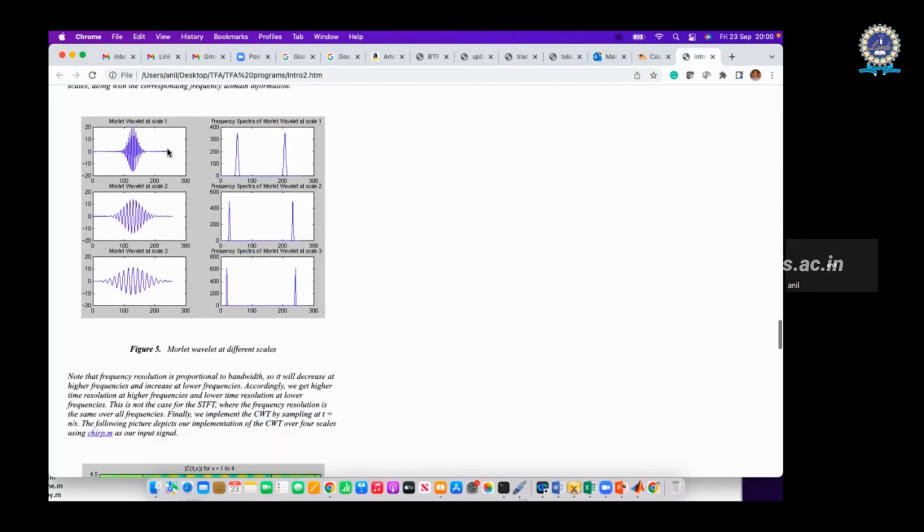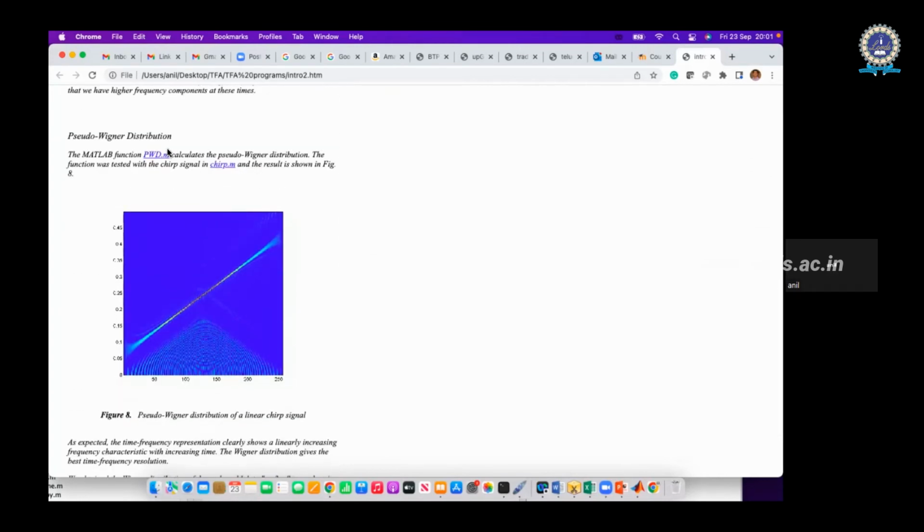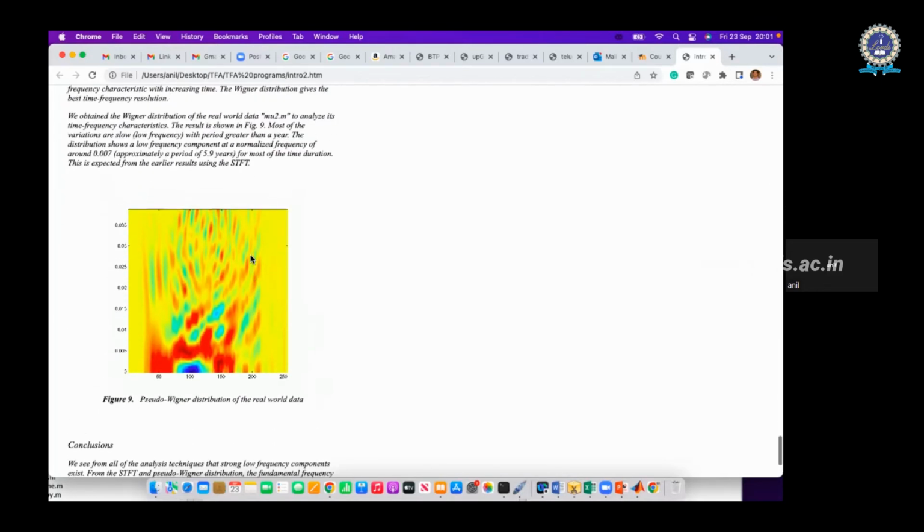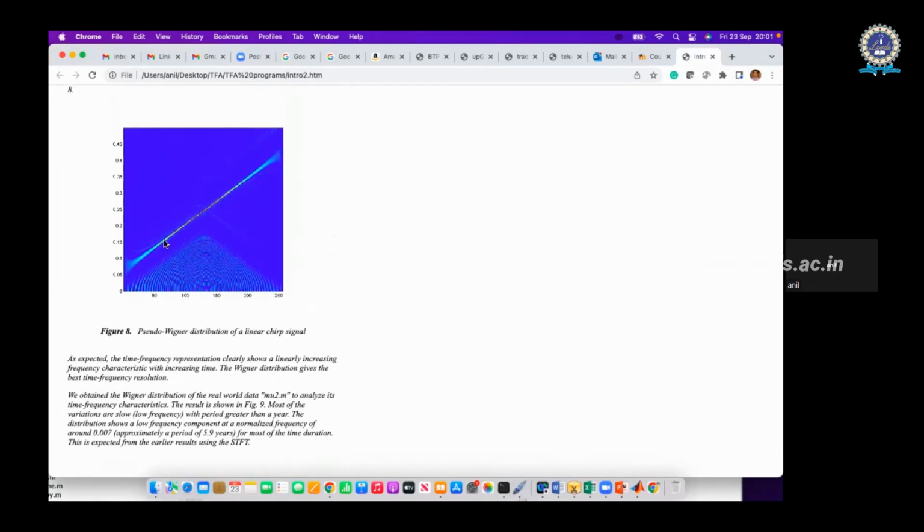So this is a wavelet transform based representation. Similarly, I have something else. For this chirp signal, the best representation you will get for time versus frequency is by using something called the Wigner-Ville distribution. Okay, the Wigner-Ville distribution is another time versus frequency technique, which you can see gives a very linear increase in the frequency. But anyway, it has a problem of cross terms.